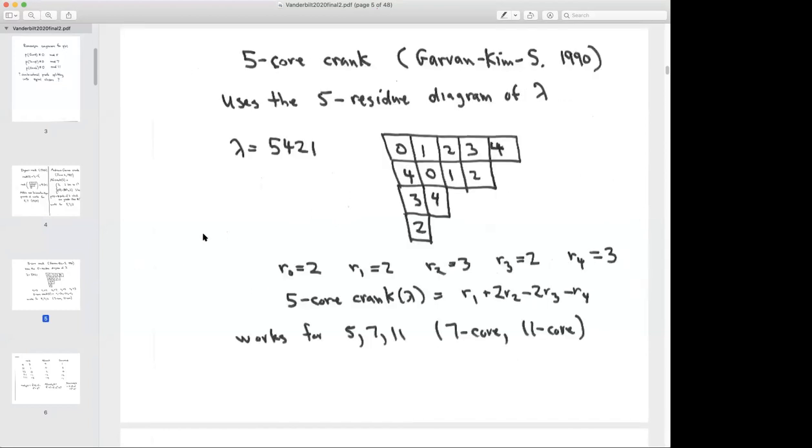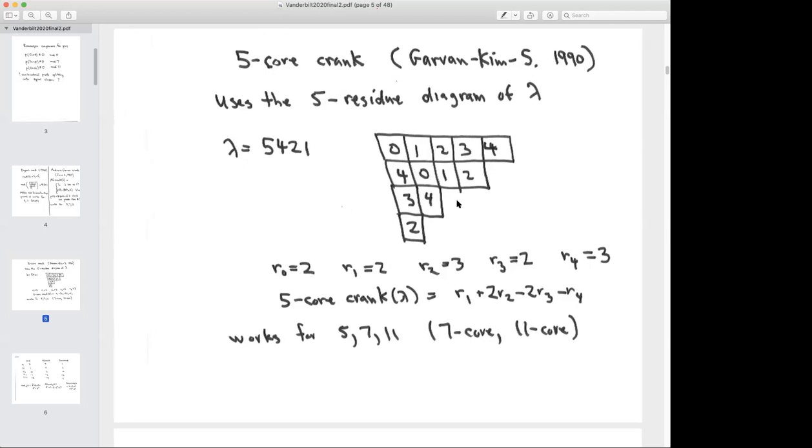This is called the 5-core crank, and this was done by Frank Garvan, Dongsu Kim, and I in 1990. So this method of computing a statistic involves something called 5-cores of partitions. Here I have a partition on the screen, 5 4 2 1, with this Ferrers diagram. And you'll notice I've written in numbers along the diagonal. The main diagonal is all zeros. The upper diagonal is 1s, 2s, 3s, 4s. Then you would go back to zeros. You put in these numbers modulo 5 in these boxes.